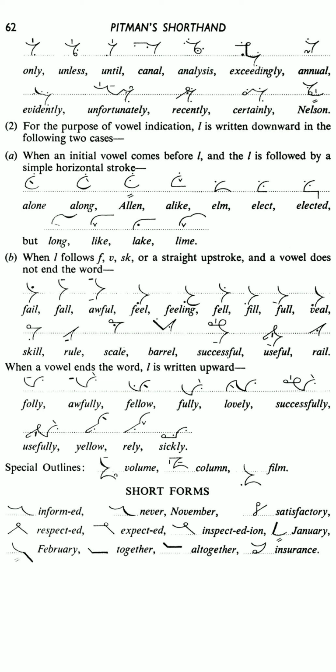Okay, next is exceedingly. K, S circle, D on the line, NG, downward L, light dot on the second place of K before it, heavy dot on the third place of D before it, light dot on the third place of NG before it, light dot on the third place of L after it.